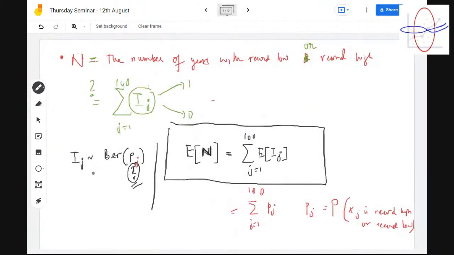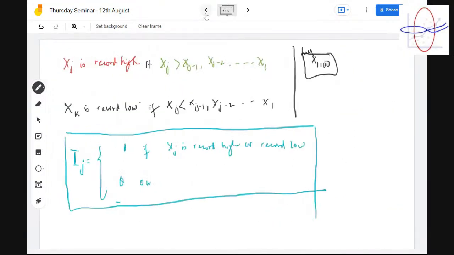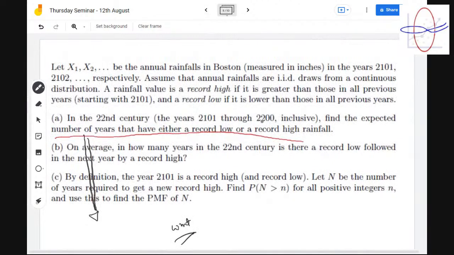We need to find out the expectation of n. So what we need to do is find the summation of j from 1 to 100, 2 by j. You can understand it from here. You know the famous result that it's a harmonic series and it diverges. So the number of years with a record low or record high is really high. You understand?